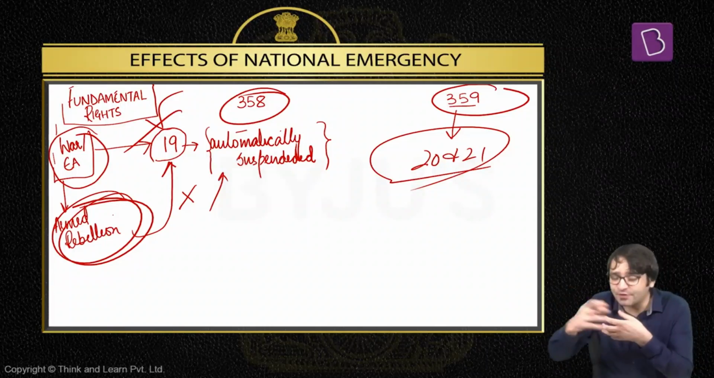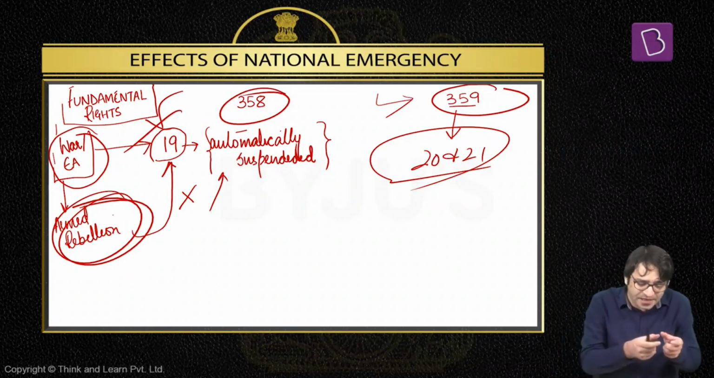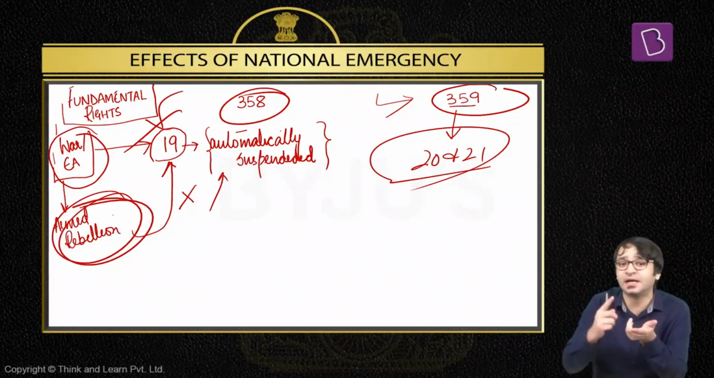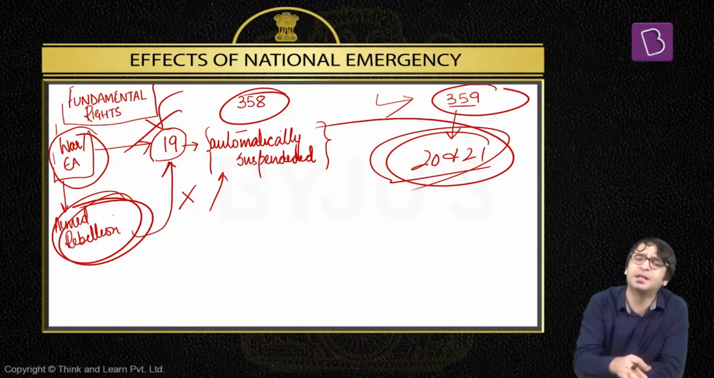But should other fundamental rights also be suspended? Can be. For that, the President has to issue an order under Article 359, and the President can suspend Article 14, Article 15, Article 16, Article 17, Article 18, Article 22, Article 23, any fundamental right except Article 20 and 21. These two fundamental rights cannot be suspended under any circumstance.